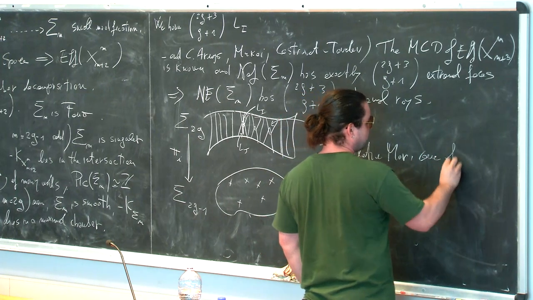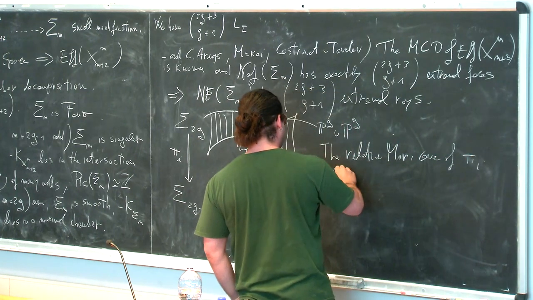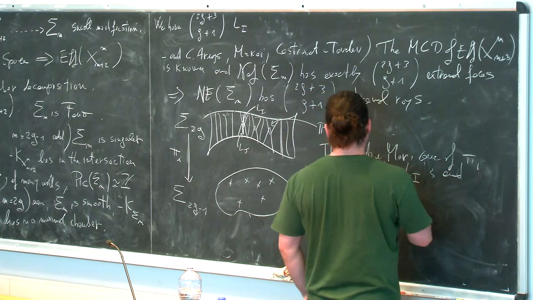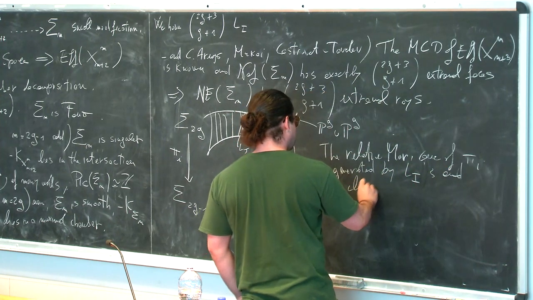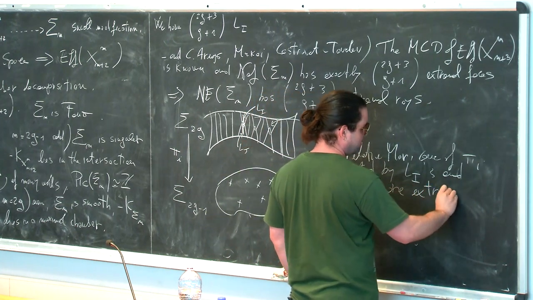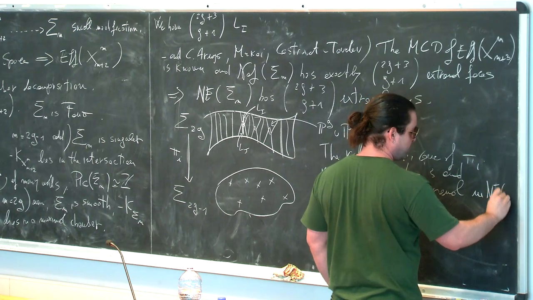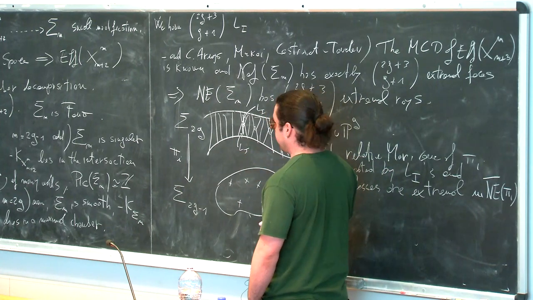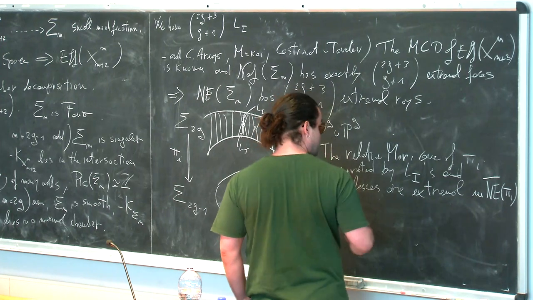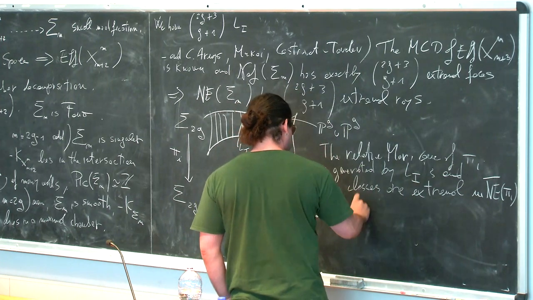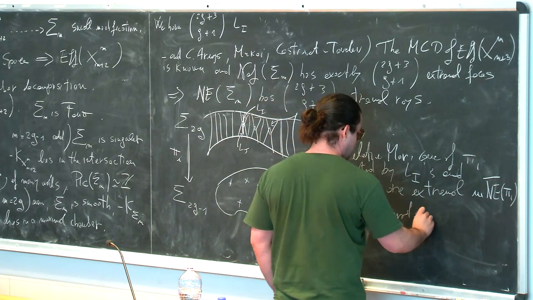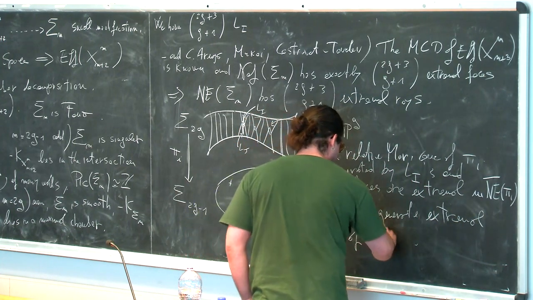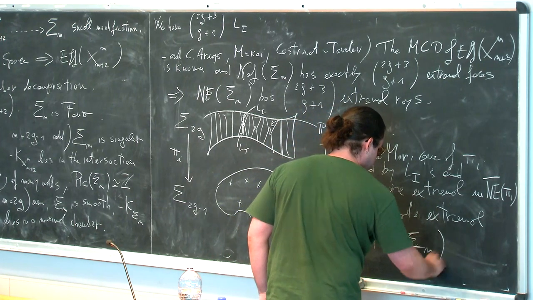The relative Mori cone of this morphism is generated by these L_i's and these classes are extremal in this relative Mori cone. But now we know that this is a general thing. The relative Mori cone of a morphism is extremal in the absolute Mori cone of the variety, okay? So in particular, the L_i's generate extremal rays of the Mori cone of this variety here.